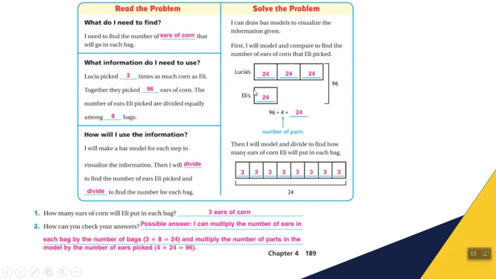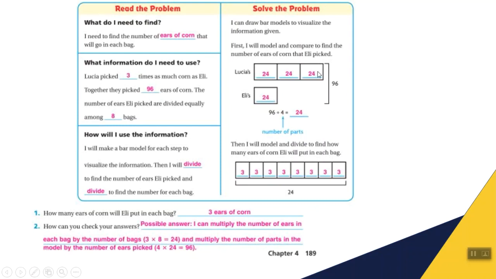We already said it because it's already given in the question. If Ailey gets just 1 corn, Lucia will get 3 corn. So, if Ailey gets just 1 square, Lucia will get 3 squares, right? Perfect. So then, how many squares in total are given here? 1, 2, 3 and 4. 4 squares. It says together they picked 96 ears of corn. It means these 4 squares represent 96. But I need to find how much one of them represents.